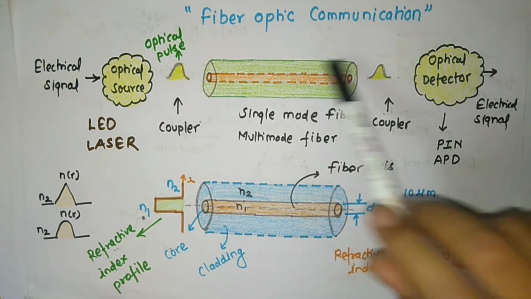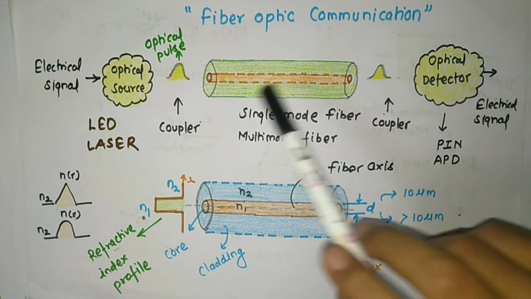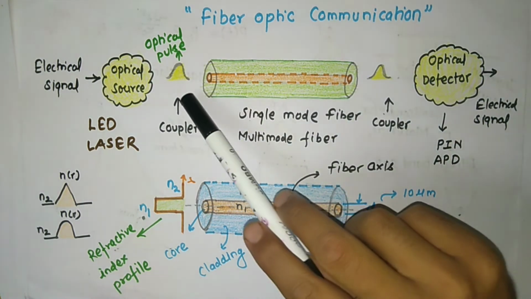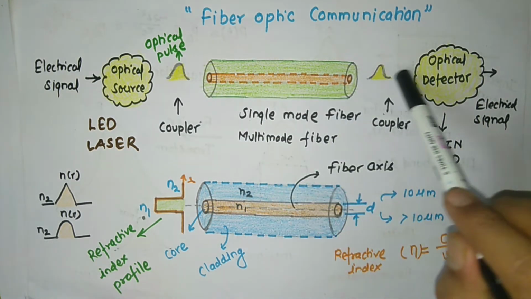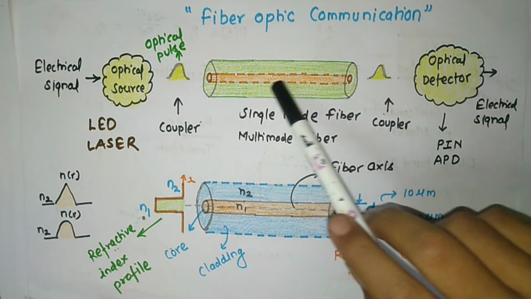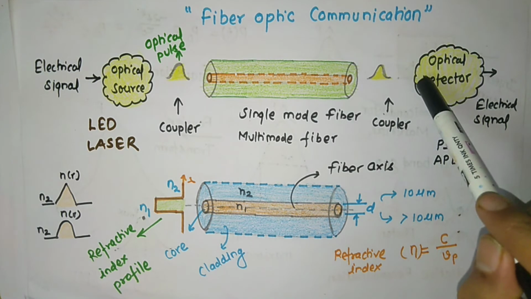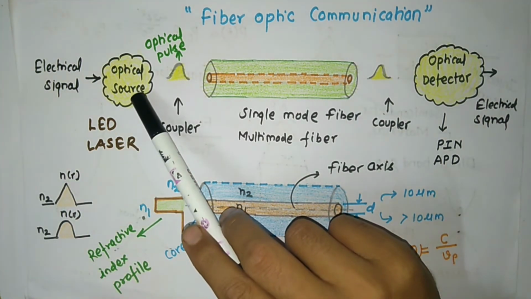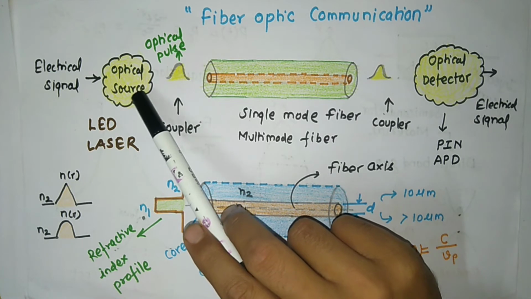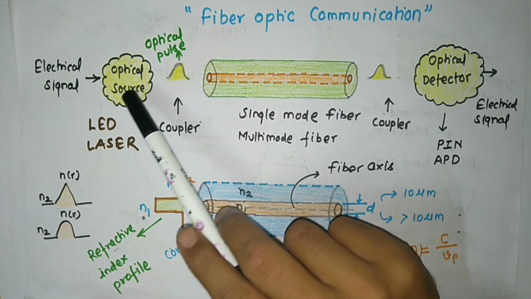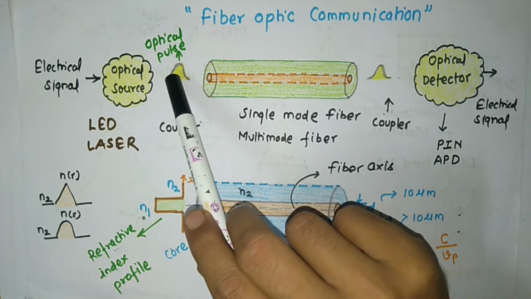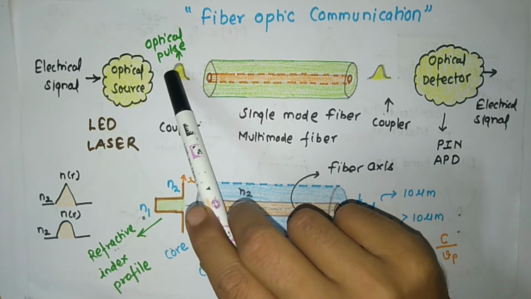In the case of optical communication system, you play with optical signal. So actually you play with optical signal means you play in optical domain. At left hand side you can see there is an optical source. What is the function of this optical source? This optical source basically converts electrical signal into the form of optical signal.